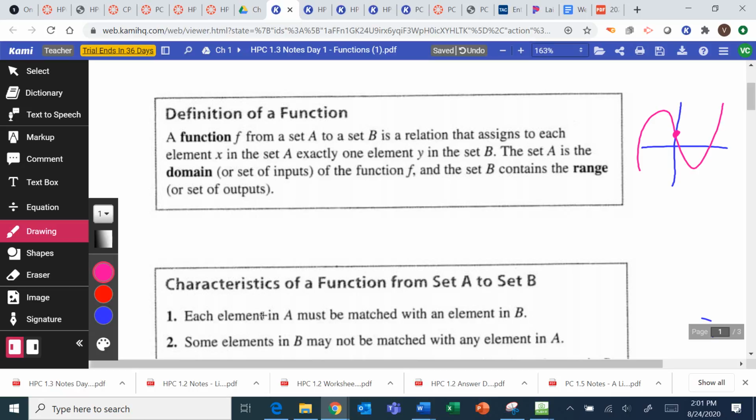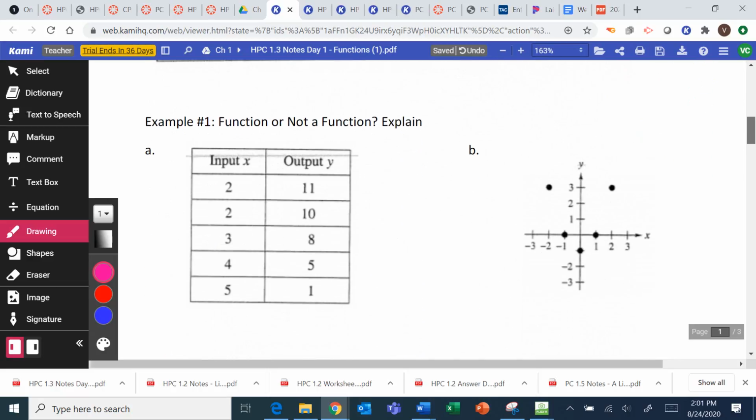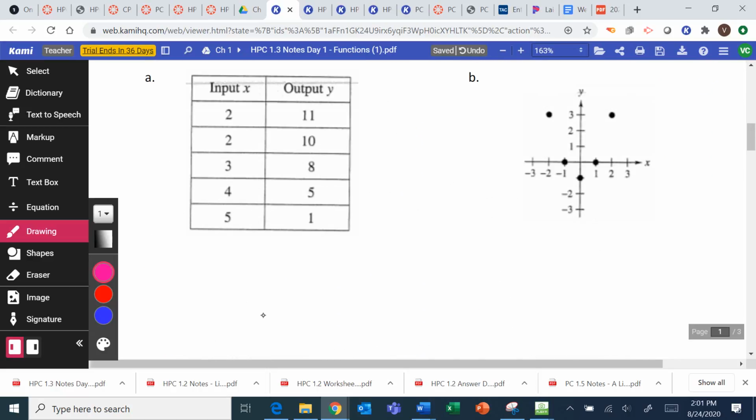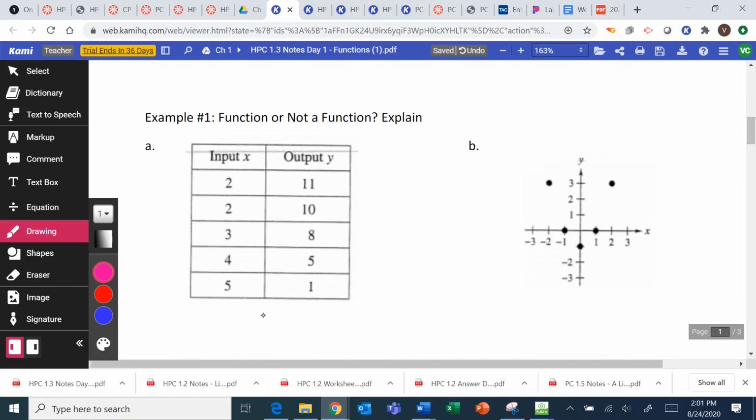There's other ways of telling if it is or is not a function. We can look at the actual ordered pairs. So this example A right here, if we have x values that repeat to different y values, then it would not be a function.